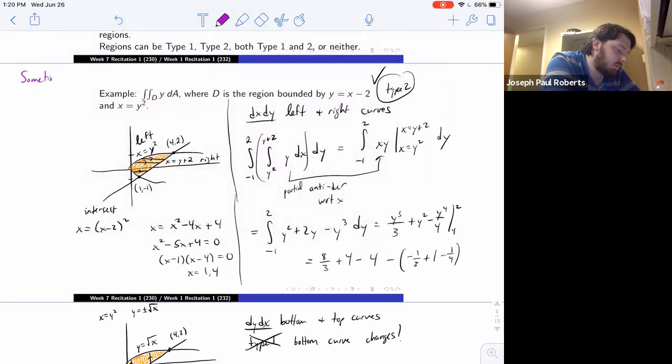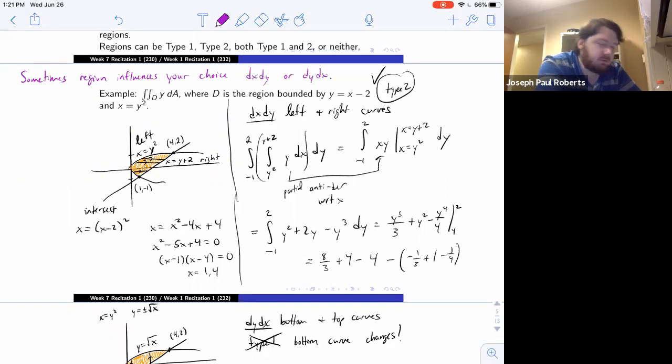Sometimes the region influences your choice of dx dy or dy dx. So some regions you have to split them up to do them in a particular order, whereas other orders might be a little bit simpler. So this is type 2, not type 1, which means that dx dy is probably a little bit easier.